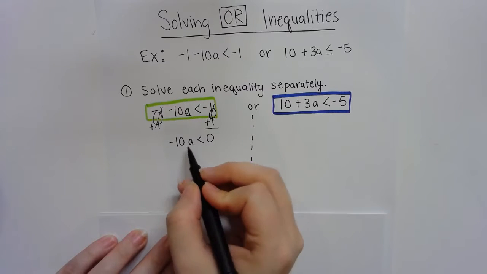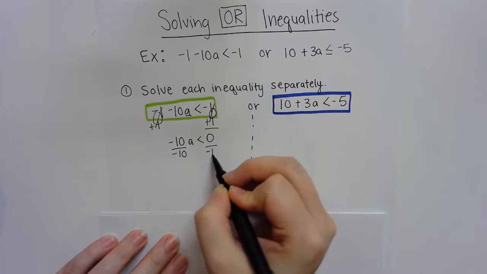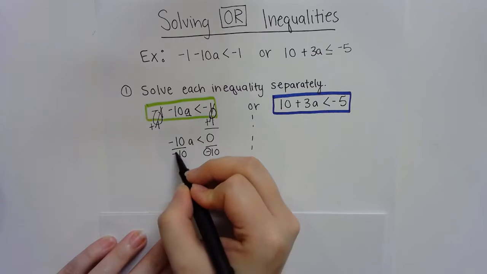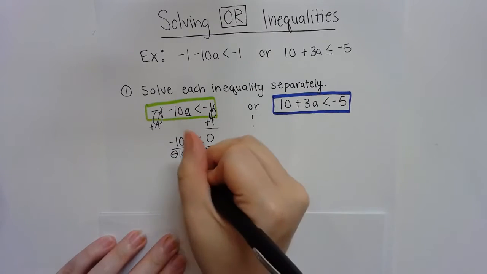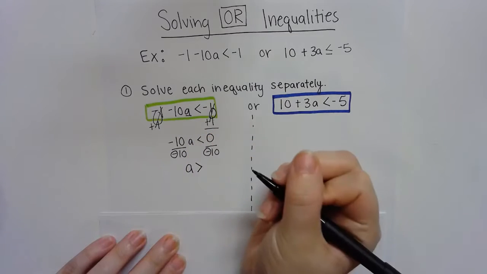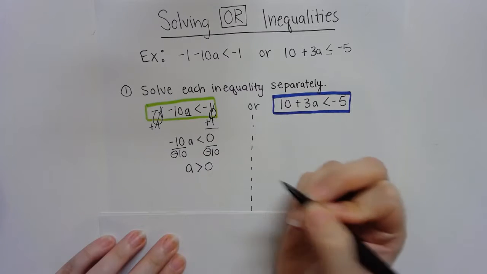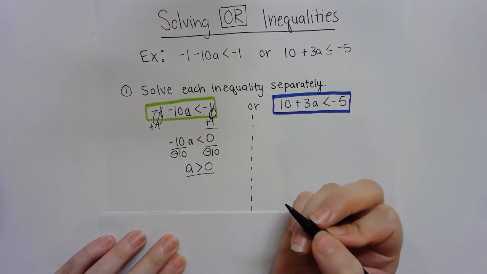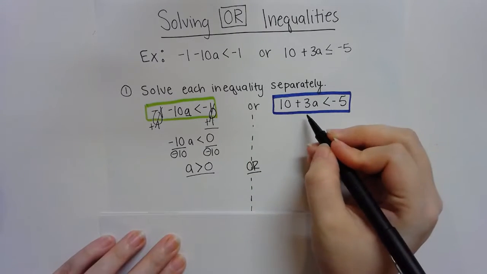I'm still trying to get a by itself, so I divide by negative 10. Even if you're dividing 0 by negative 10, when we multiply or divide by a negative in inequalities, we must flip this sign. So instead of less than, it becomes greater than 0. So that's my left-hand side. That's one of my solutions. That's part of my solution. Or, and then I need to work this one out.